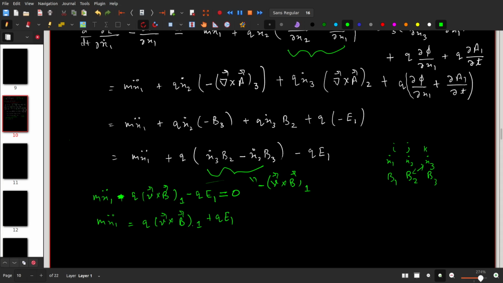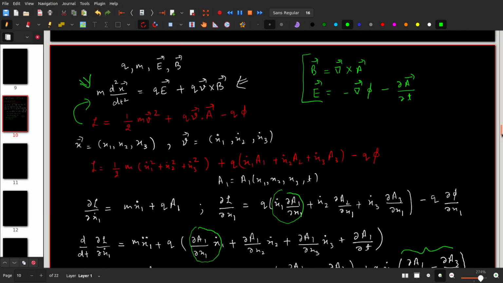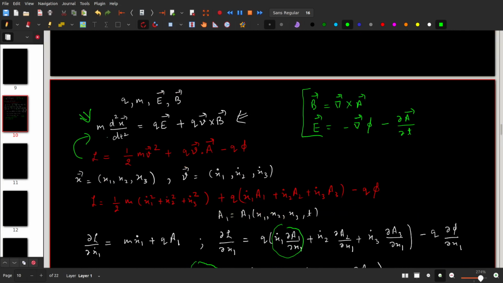Similarly, we can verify that the Euler-Lagrange equations corresponding to x2 and x3 coordinates will be the same as the equations corresponding to x2 and x3 coordinates in this vector differential equation.